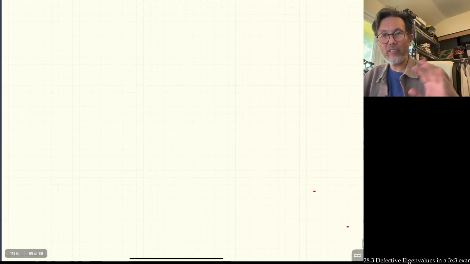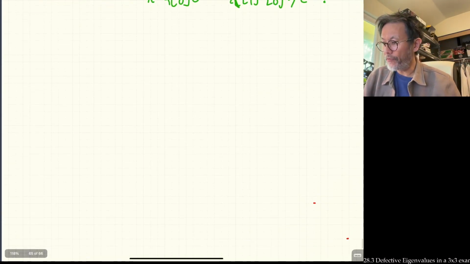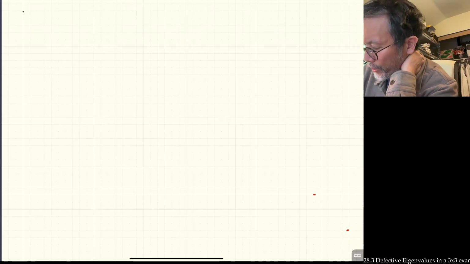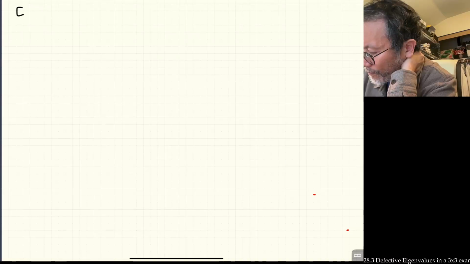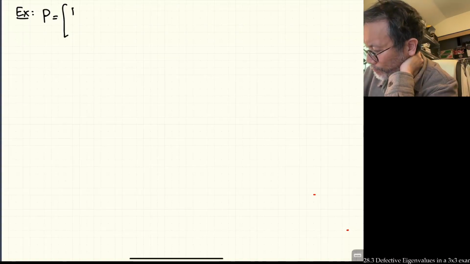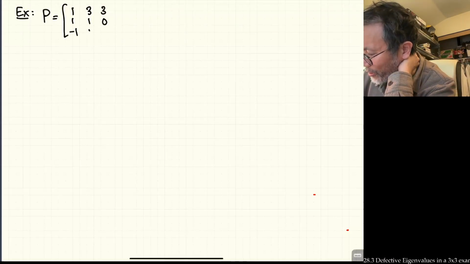Okay, so I'm going to pull this straight from the textbook, and I'm going to skip some steps. And I suggest that if any of this gives you grief, that you fill in the steps that I skip. But we're going to look at the matrix P, which is a 3 by 3 matrix. It's going to be 1, 3, 3, 1, 1, 0, and negative 1, 1, 2. Very important I don't get this wrong.